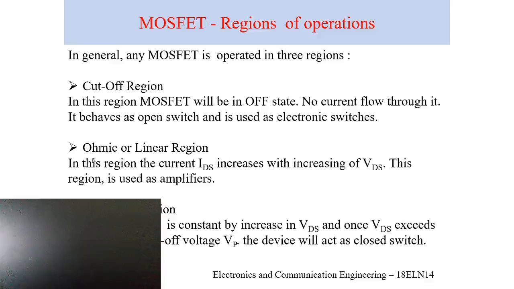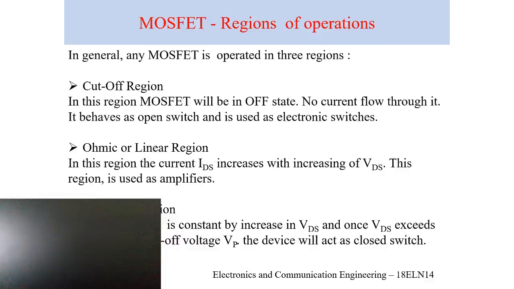The next region of operation is the ohmic or linear region. Here it will act like a resistor, giving faithful amplification, and it can be used as an amplifier only if the current between drain and source, that is IDS, increases with the increase of VDS. VDS is the voltage from drain to source. This region is used as an amplifier.